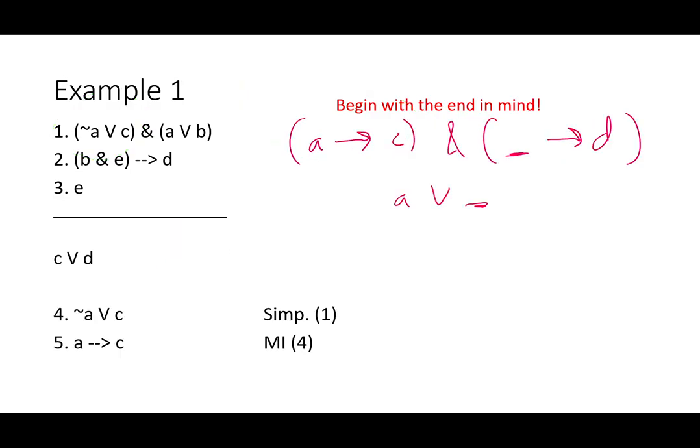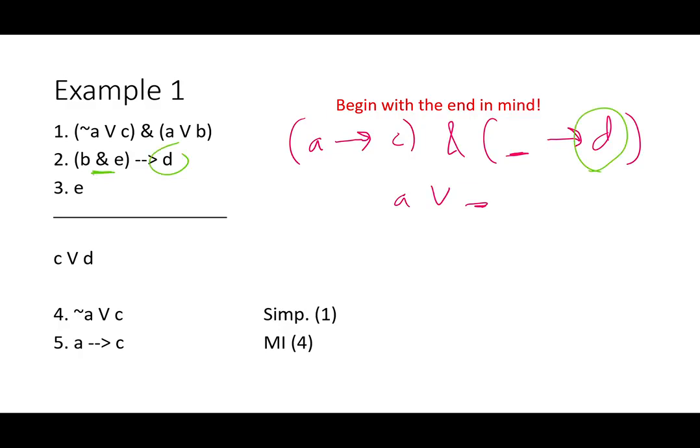Simplification, line 1, and material implication, line 4. You could apply those in the opposite order. That would be totally fine. Doesn't matter, but either way you need both of those rules to get that arrow all by itself and to get that disjunction turned into an arrow. In our notes, I'm just going to put A in there. We've already got if A then C, and I'm going to put A into the disjunction that we'll eventually look for.